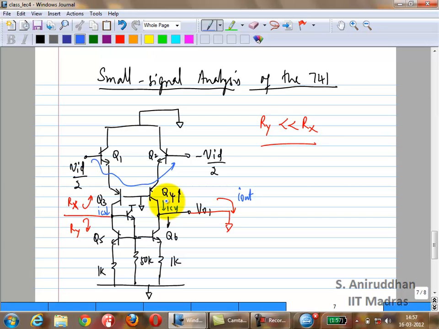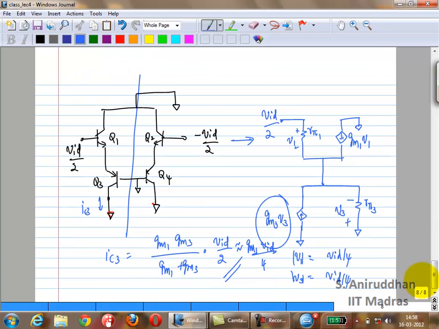We have seen this before even in the MOSFET case. You have a current mirror. So you have a signal here, and remember you broke it into the half circuit. You analyze it for plus VID by 2. You have minus VID by 2, current is going to be flowing the other way. So you're going to have twice the current. What is this? GM times VID by 2.